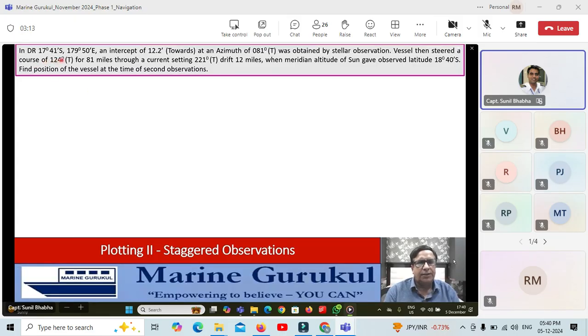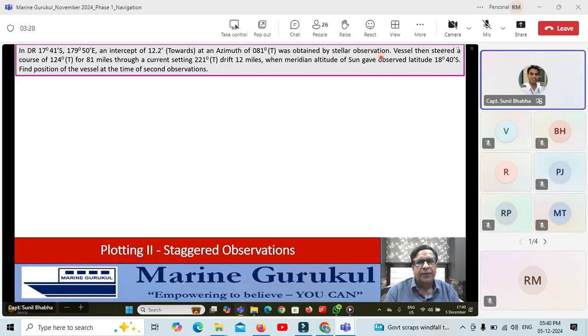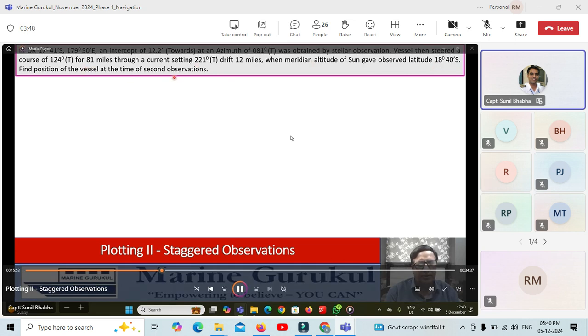In DR 17 degrees 41 minutes south, 179 degrees 50 minutes east, an intercept of 12.2 miles towards an azimuth of 081 degrees true was obtained by a stellar observation. Vessel then steered a course of 124 degrees true for 81 miles through a current setting 221 degrees true, drift 12 miles. When meridian altitude of the sun gave an observed latitude of 18 degrees 40 minutes south, find the position of the vessel at the time of second observation.